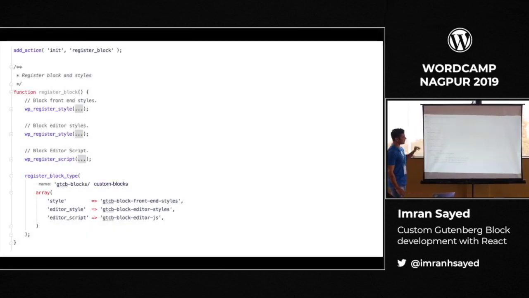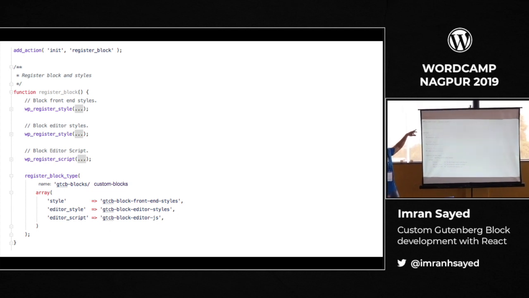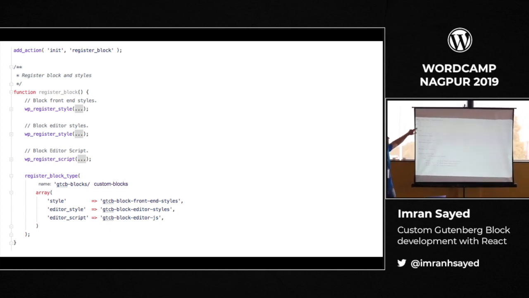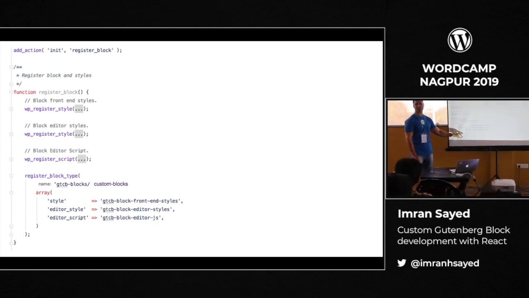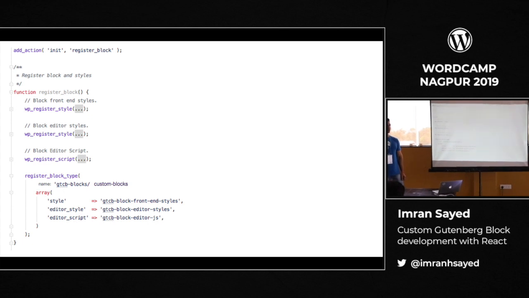So if you have to look at it all at one glance, this is how it looks. So you have add action, so you're opening your custom function on the init hook. Okay, and you are putting everything together like this. Okay?